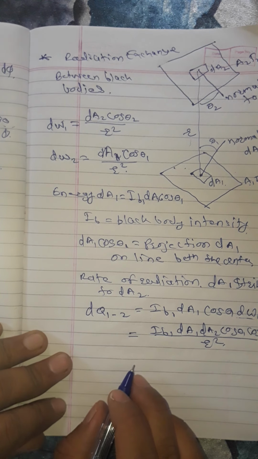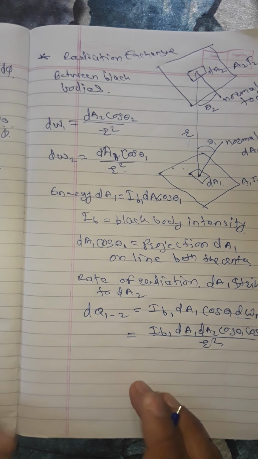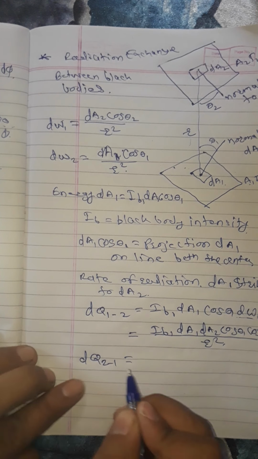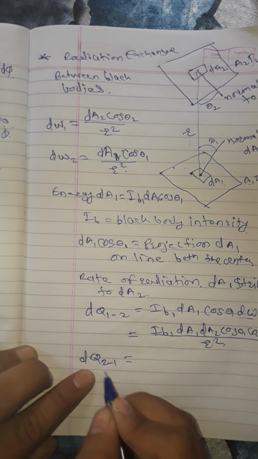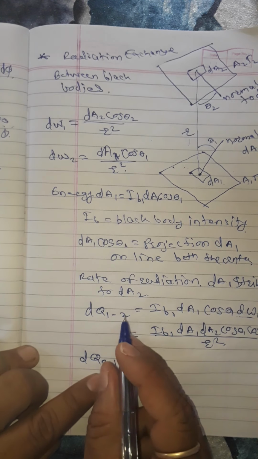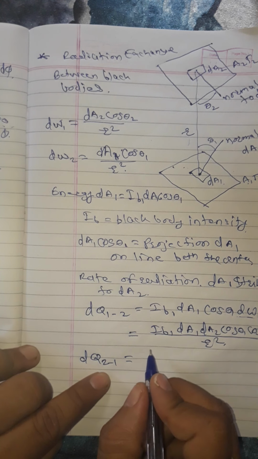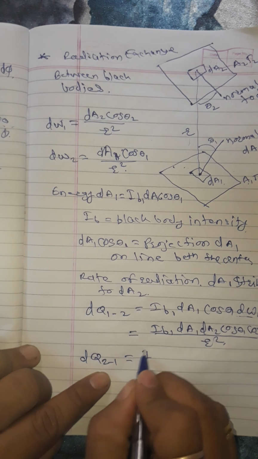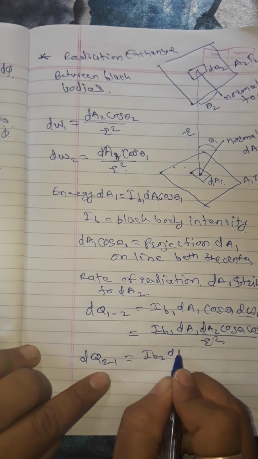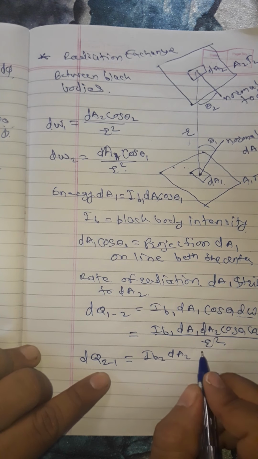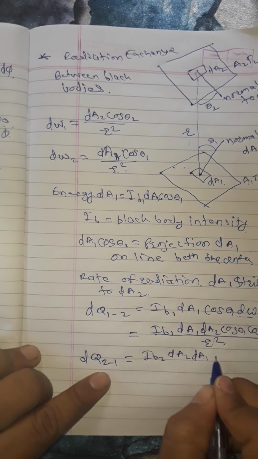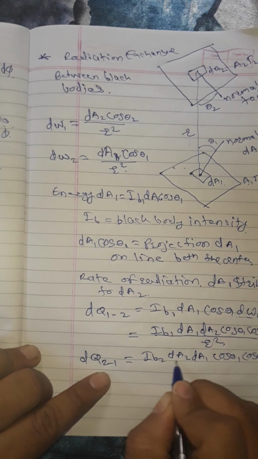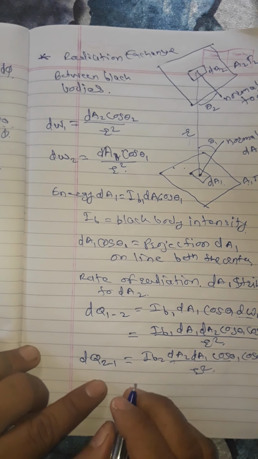Since both are emitting energies, dQ2 to 1, that is the energy emitted by dA2 which strikes dA1, we can write as IB2 dA2 dA1 cos theta 1 cos theta 2 divided by r square, right?